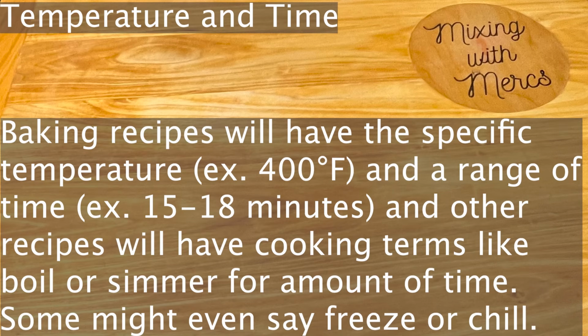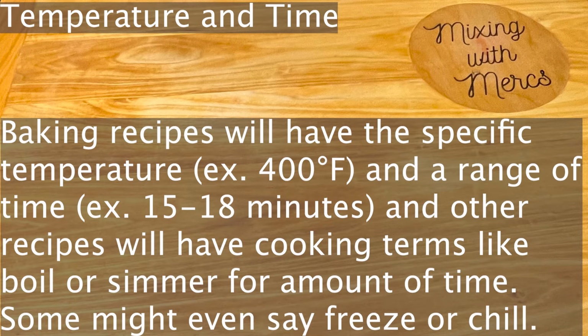So the next section of the recipe is going to be temperature and time. Some recipes, like baking recipes, are going to have a very specific temperature, like 400 degrees, and then a range of time, like 15 to 18 minutes. Other recipes, like something that you boil or simmer, like a soup or a stew, are going to have something like bring to a boil and simmer for this amount of time, or it might say something like boil for this amount of time. And so you'll need to keep an eye on those types of things.